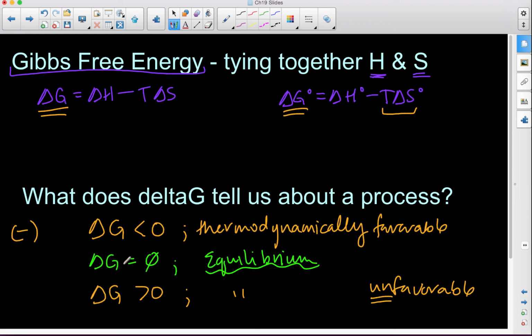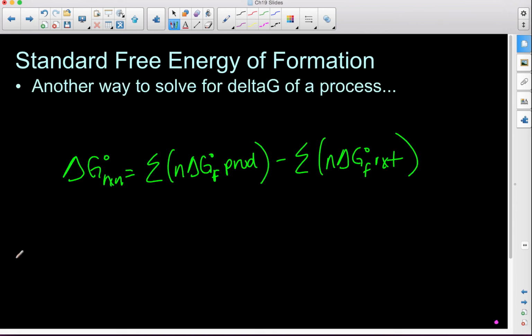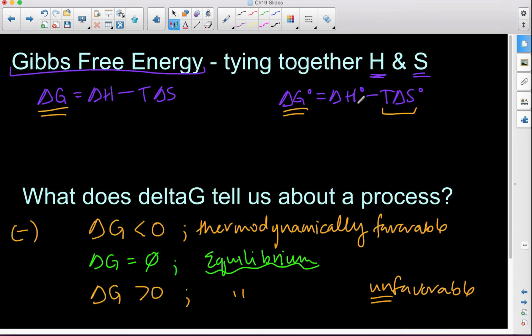And note that this doesn't apply to the standard. The standard process is always going to have a value. This mostly applies over here, and we're going to further describe and define those in a minute. Another way to solve for delta G of a process: one way is that if we know these two terms, we can solve for delta G using this equation.